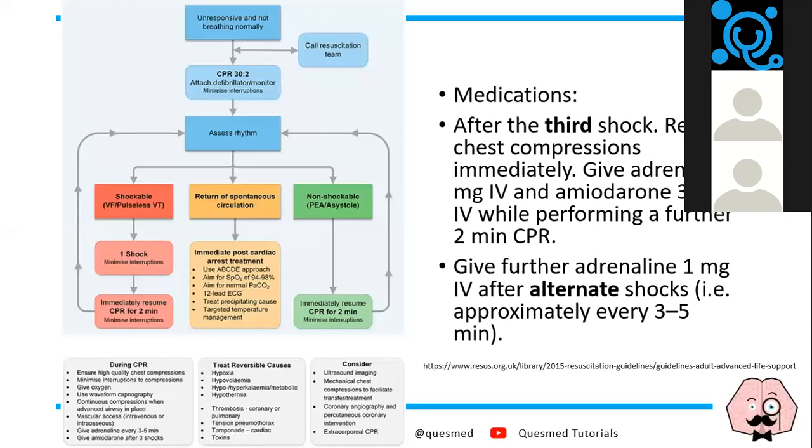Then you stop and reassess. If a patient is still in the same rhythm and they're receiving further shocks, you then give adrenaline every other shock, so approximately every 3 to 5 minutes, after the third shock, after the fifth, after the seventh shock. Obviously, between each 2 minute cycle of CPR, you need to stop, reassess the rhythm and the pulse, and see if they are still in a shockable rhythm, or if they've developed ROSC, or if they've gone into a non-shockable rhythm, such as PEA or asystole.